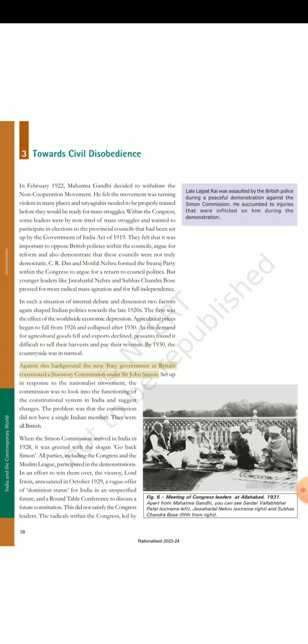Against this background, the new Tory government in Britain constituted a statutory commission under Sir John Simon. Set up in response to the nationalist movement, the commission was to look into the functioning of the constitutional system in India and suggest changes. The problem was that the commission did not have a single Indian member. They were all British. When the Simon Commission arrived in India in 1928, it was greeted with the slogan, "Go back Simon." All parties, including the Congress and the Muslim League, participated in the demonstrations.